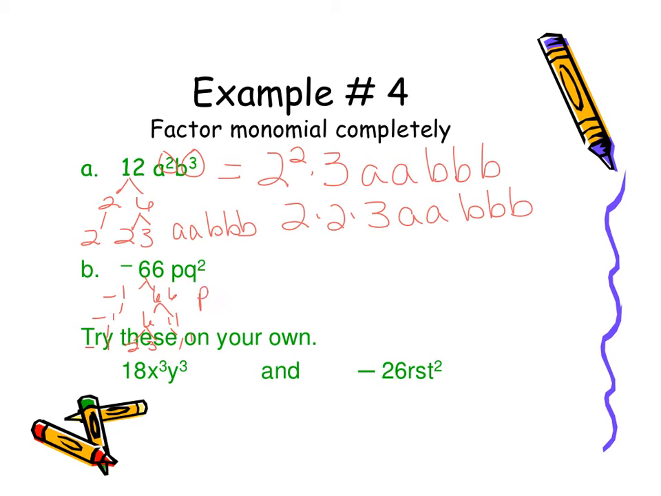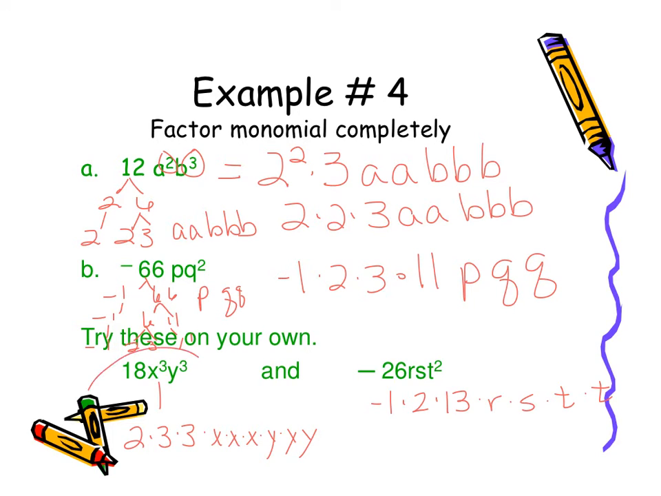Alright, and then I have 1 P and 2 Q's. So my prime factorization here is negative 1 times 2 times 3 times 11 times P, and I have 2 Q's. Alright, here's 2 at the bottom. You try those, factor those, prime factorization, and then restart the video to check your answer and make sure you did it correctly.